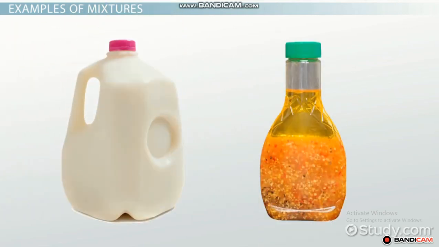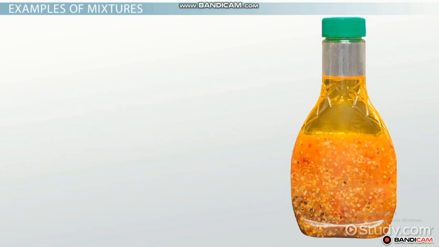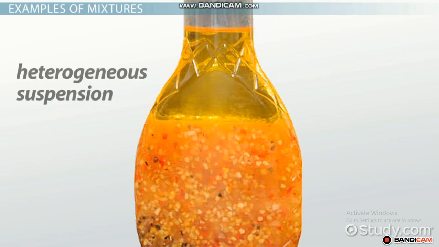Heterogeneous mixtures are classified as either suspensions or colloids. A suspension is a mixture that contains particles that settle out if left undisturbed. A classic example of a suspension is Italian salad dressing. If you've ever noticed it sitting on a shelf in the grocery store, you will see the solid particles at the bottom of the bottle and the oil at the top. This is why you shake it before you use it. Since the particles settle down to the bottom, it makes Italian dressing a heterogeneous suspension.